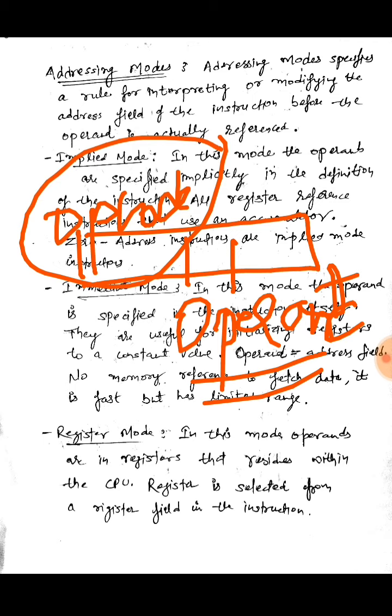So this data, that is the operand, can be located anywhere. It can be located in the CPU in the registers, or it can be located in the main memory. Or we can also give the operand as some constant value, that is the immediate data.